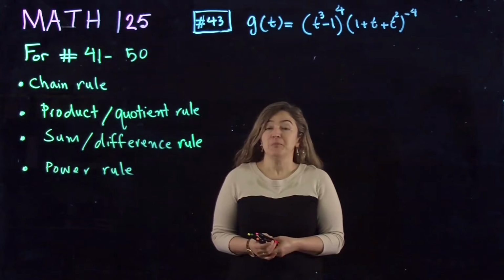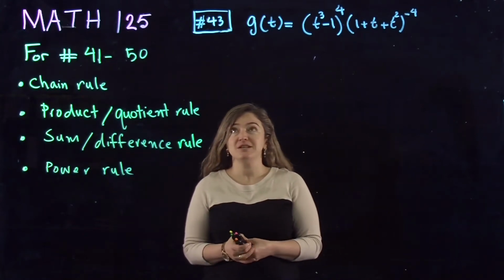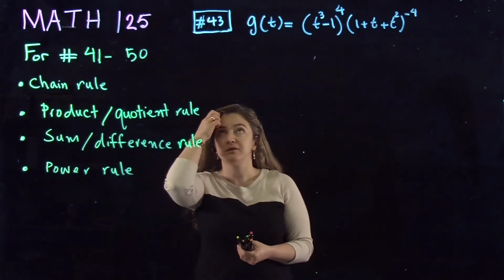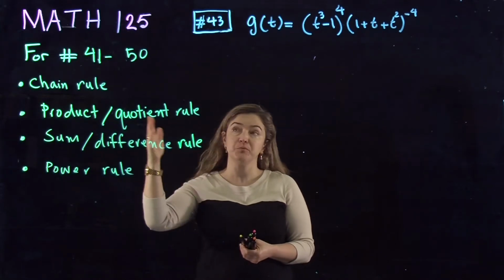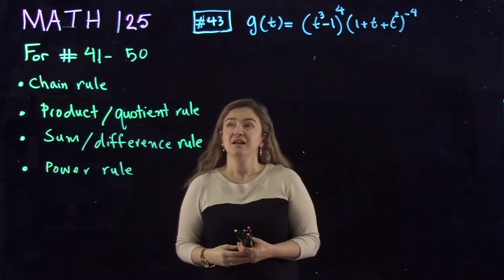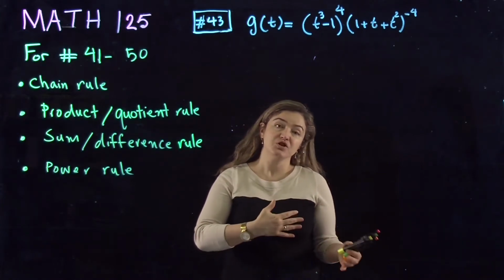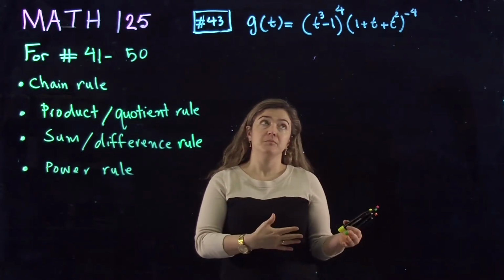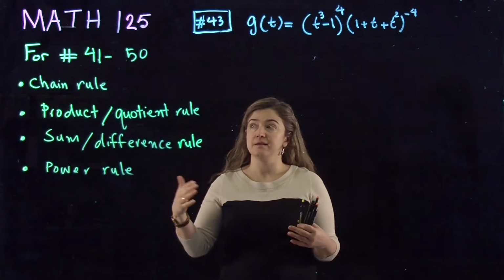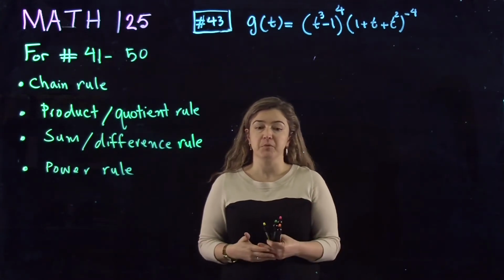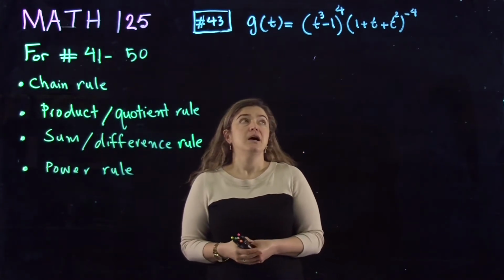We're continuing with Math 125 gateway questions. This time is question number 43 out of the pool 41 to 50. These are again the type of questions that involve one chain rule or two chain rules and a combination of chain rules and product rule and quotient rule.